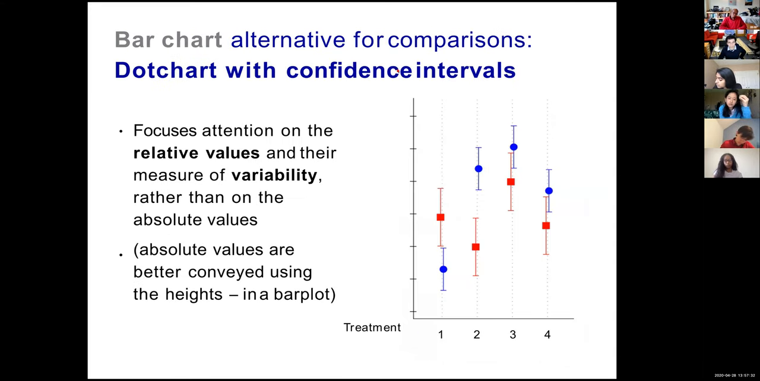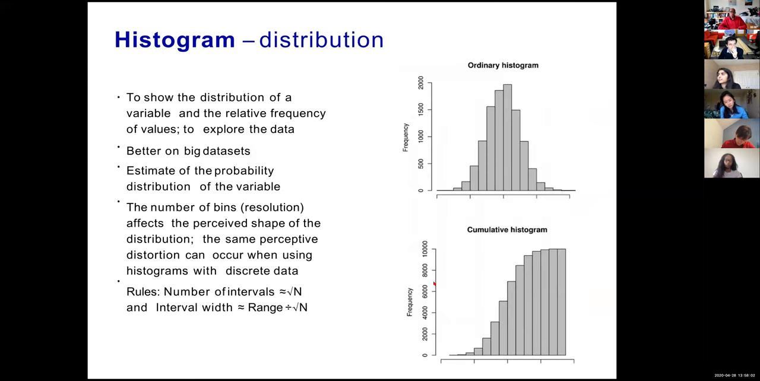So this is a dot chart with confidence interval. Basically, it focuses the attention on relative values and their measure of variability rather than on the absolute values. Absolute values are better conveyed using the heights in a bar plot, whereas relative values, when you're comparing categories, are better compared by showing the mean and the standard deviation or the standard errors or some confidence interval or quantiles. And this is better for that.